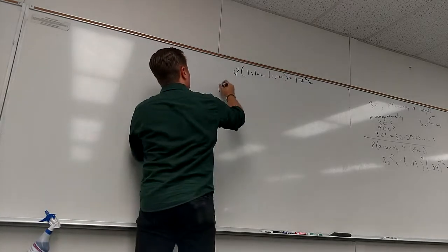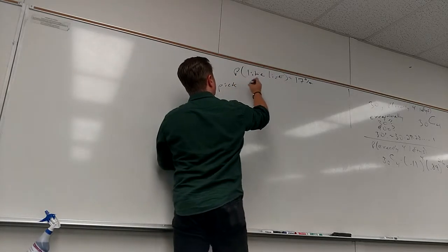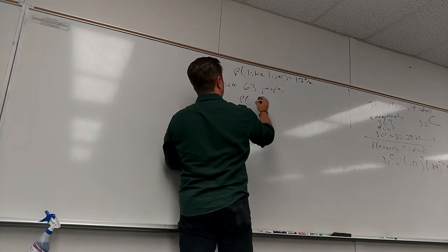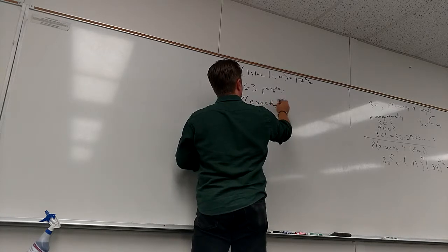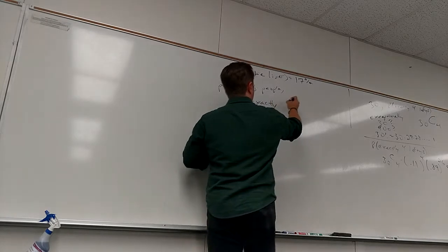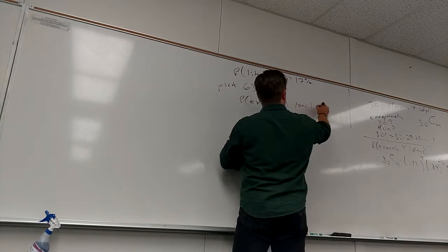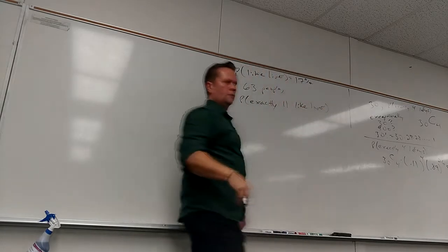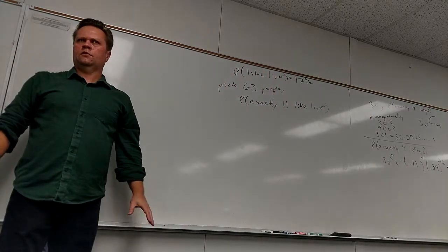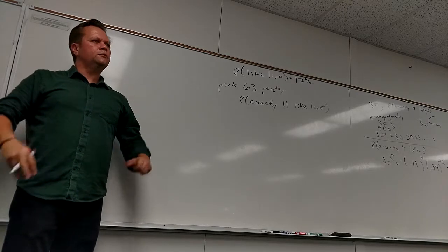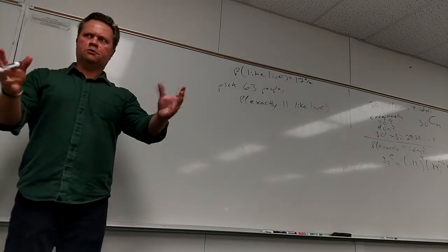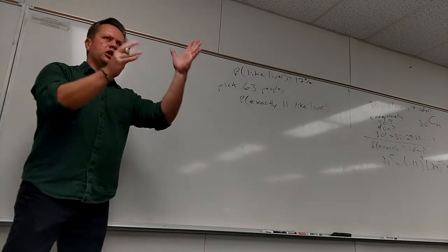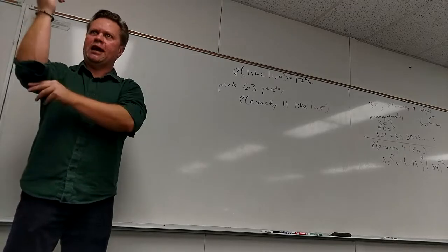So if I pick, what you got, Jeff? 63 people. What's the probability that exactly 11 like liver? So this formula, I'm going to set it up based on what we've done, and then I'm going to write it in general. And when you write a formula in general, it looks a little worse than it actually is.